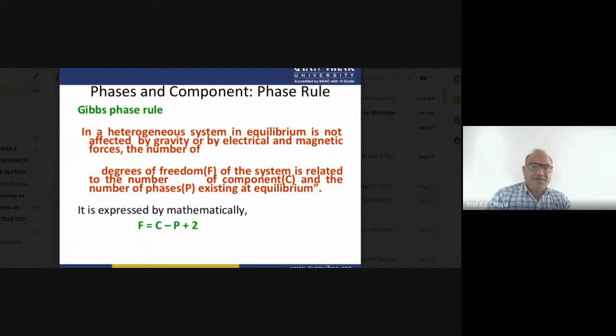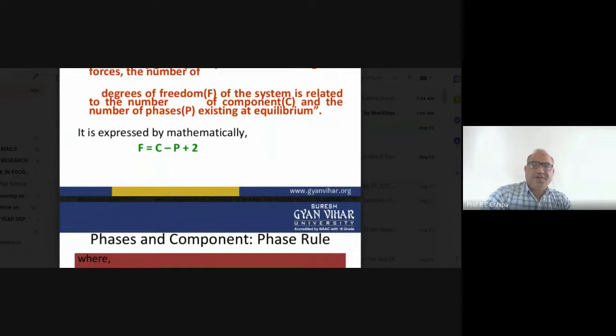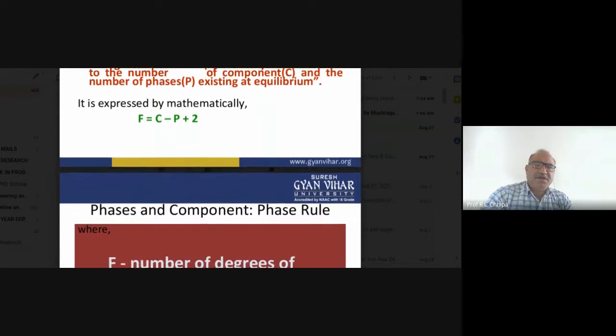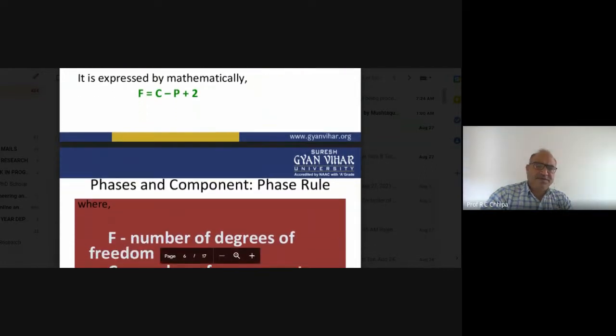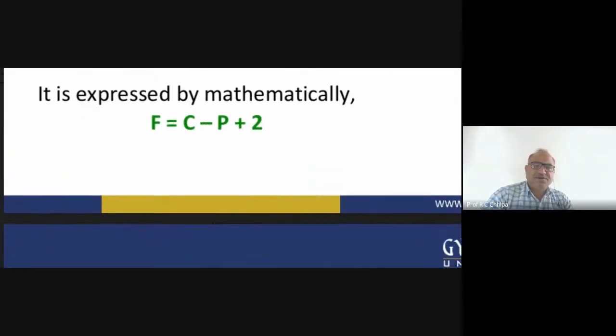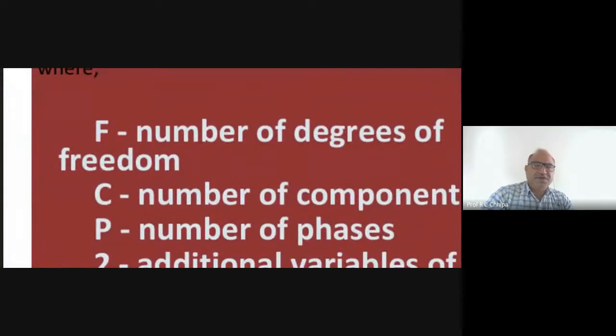So in a heterogeneous system in equilibrium that is not affected by gravity or by electrical and magnetic forces, the number of degrees of freedom is related to the number of components and the number of phases. And the final relation is F equals C minus P, where F is the degree of freedom, C is the number of components, and P is the number of phases. So this can be represented here.